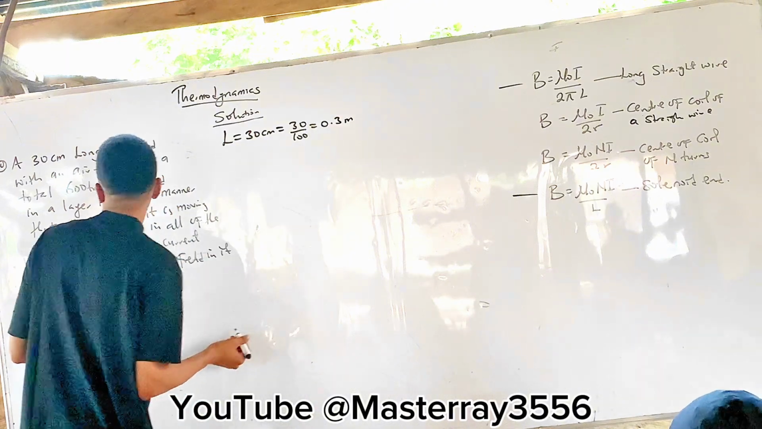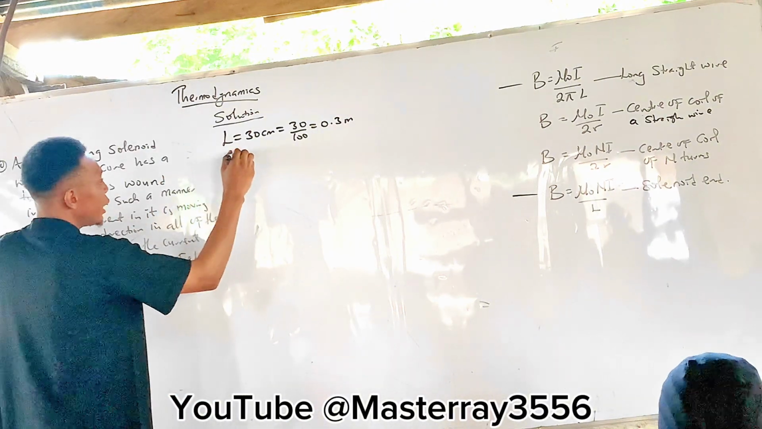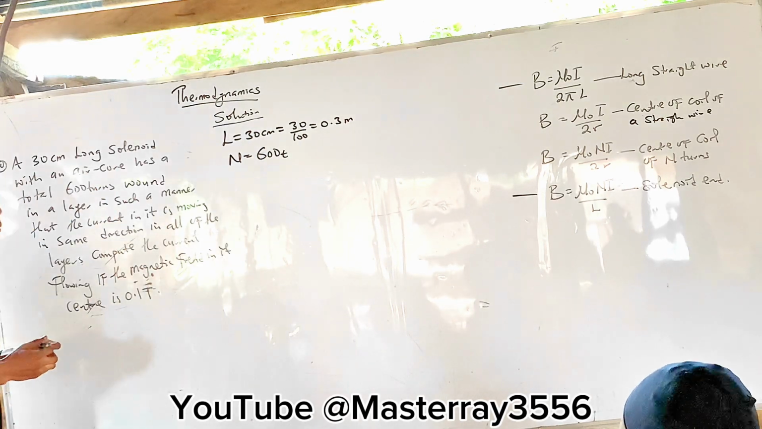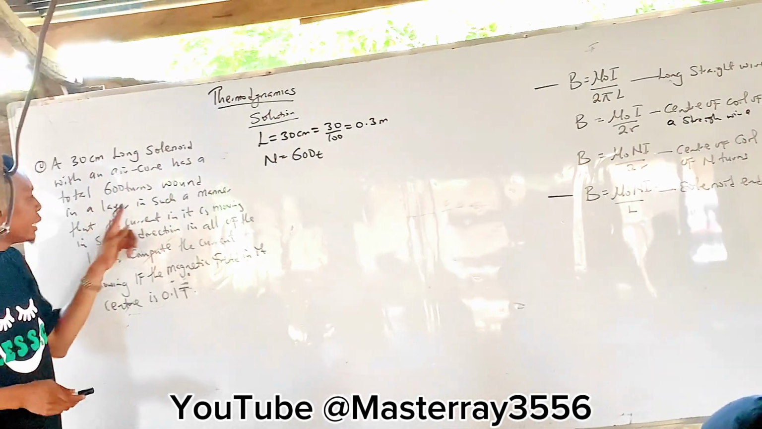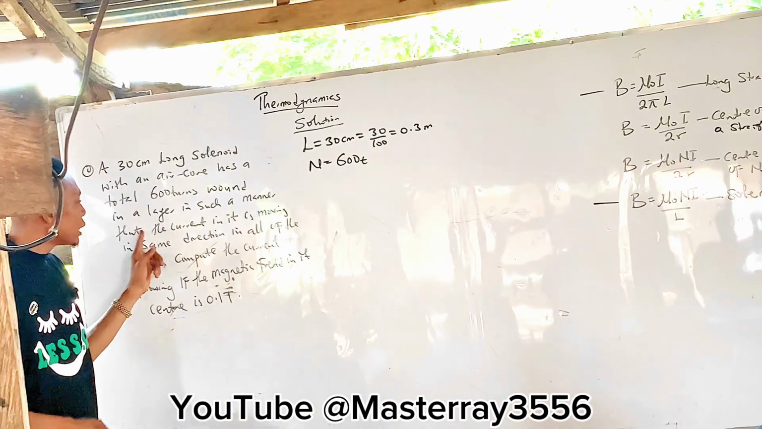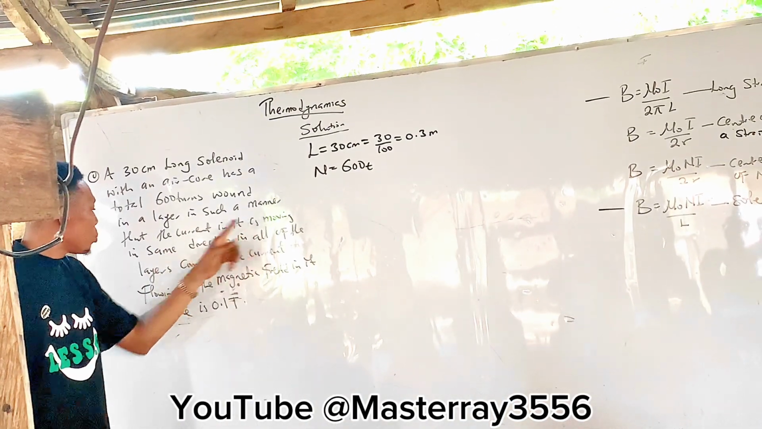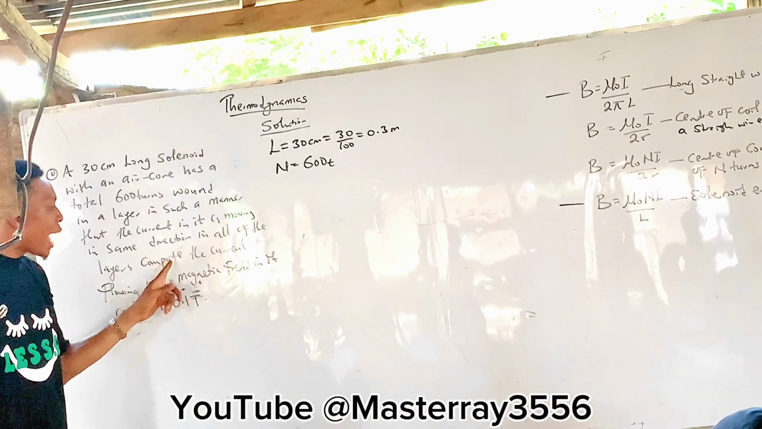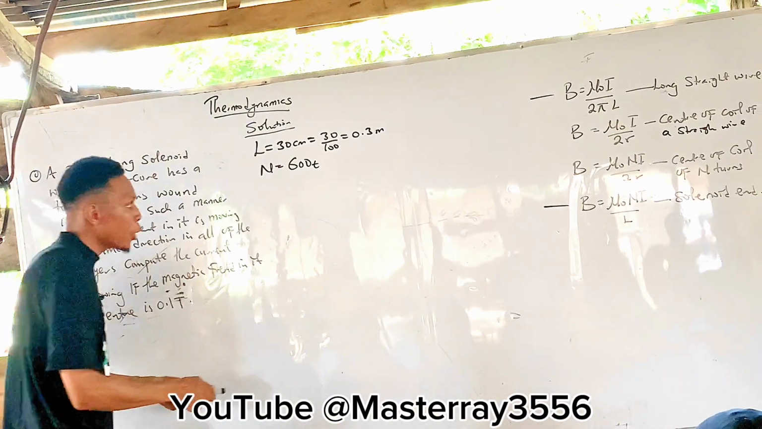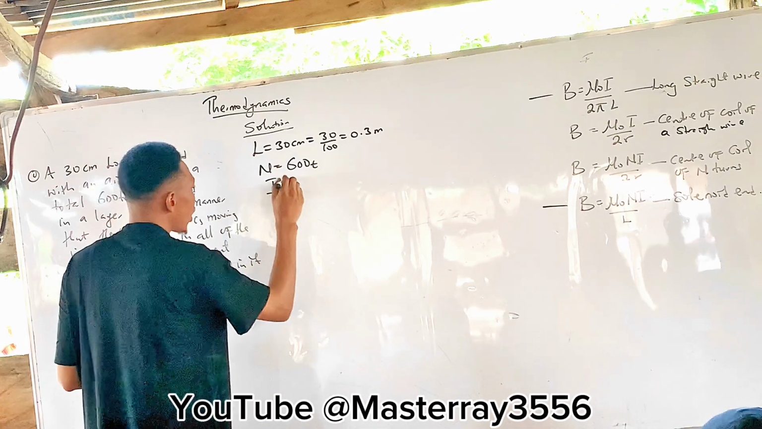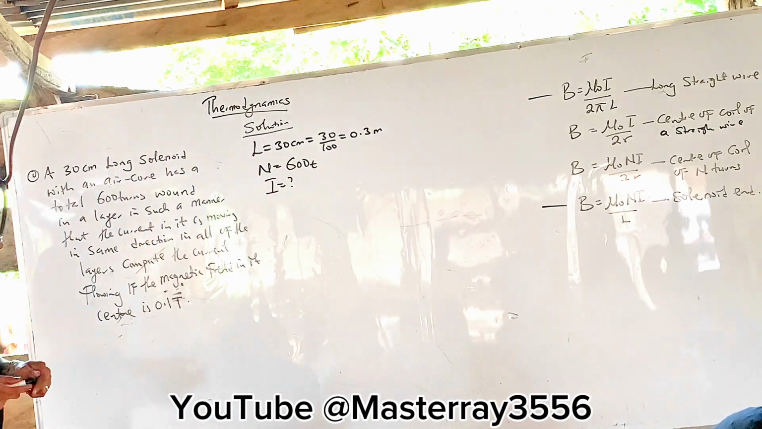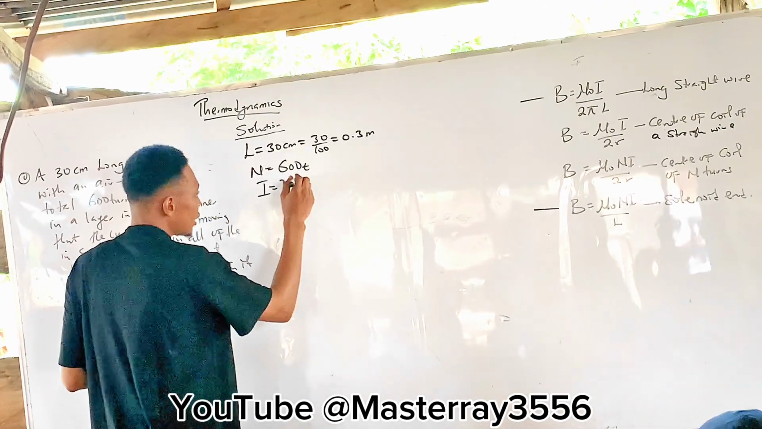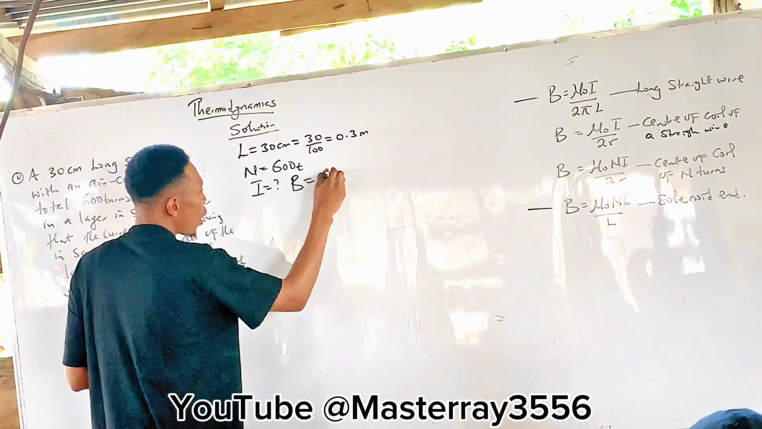That gives us 0.3 meter. Our number of turns N is 600 turns. We are told that the current moves in the same direction in all of the layers. We are asked to compute that current, so we are looking for I. In the question, we are given our magnetic field to be 0.1 Tesla. So B is 0.1 Tesla.